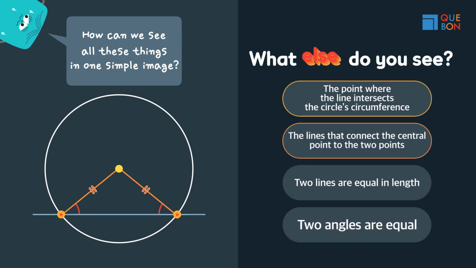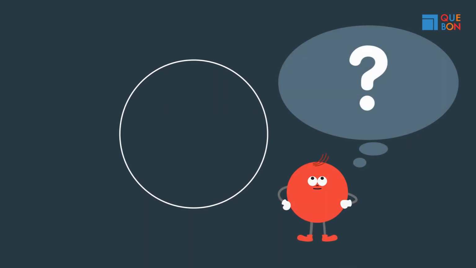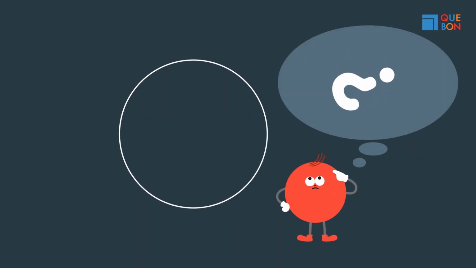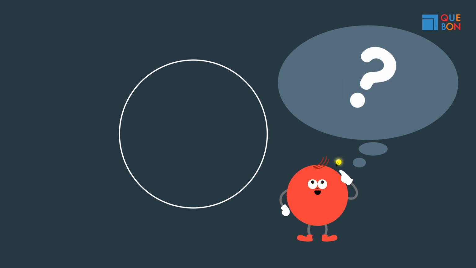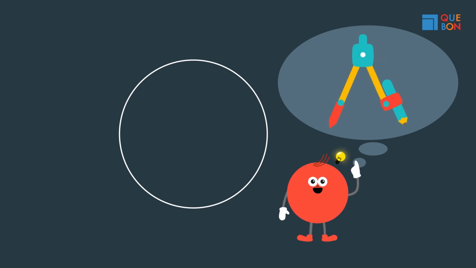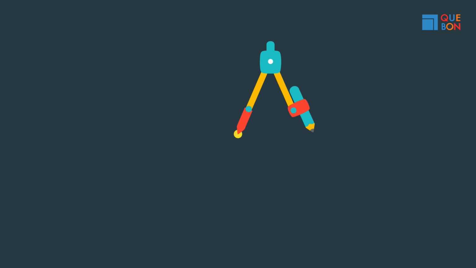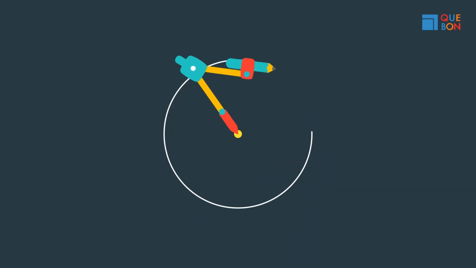In order to see all these different things, we need to know the basis. A circle. We need to know how this circle is created. How do you draw a circle? What comes into your mind? Nice job! We create a central point and draw like this using a compass.